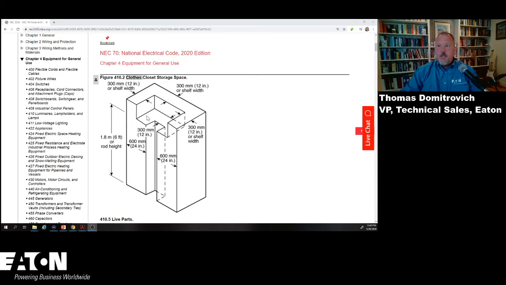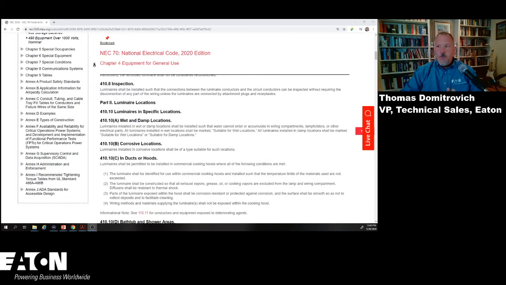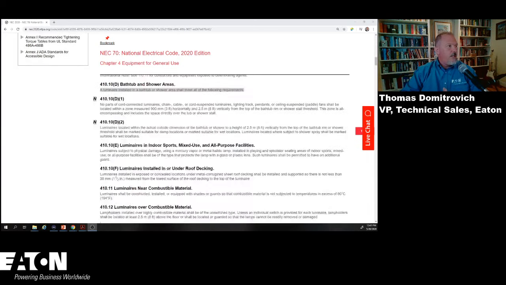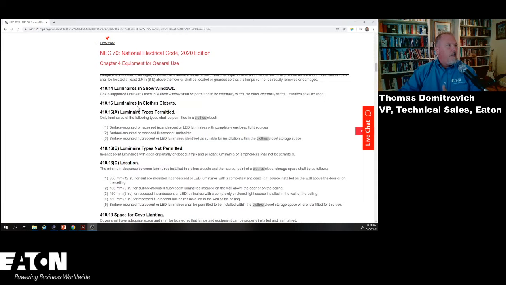So that's 410.2. So that gives us the dimensions. And if we go to 410.11 again, that talks about luminaires constructed. So I want to have some protection. And then there's a specific section on luminaires in closed closets, and it tells you the types that are permitted. Only luminaires of the following types shall be permitted in a closed closet.